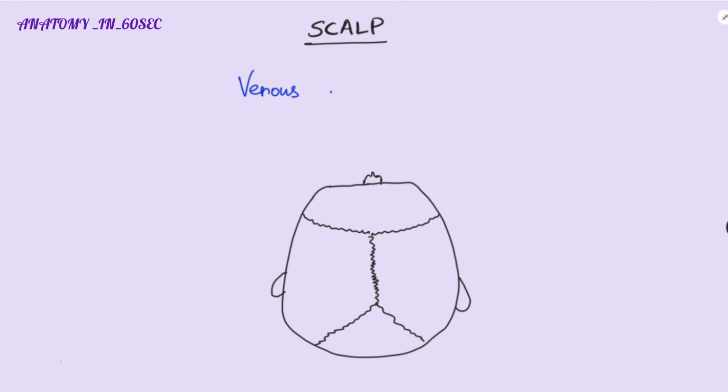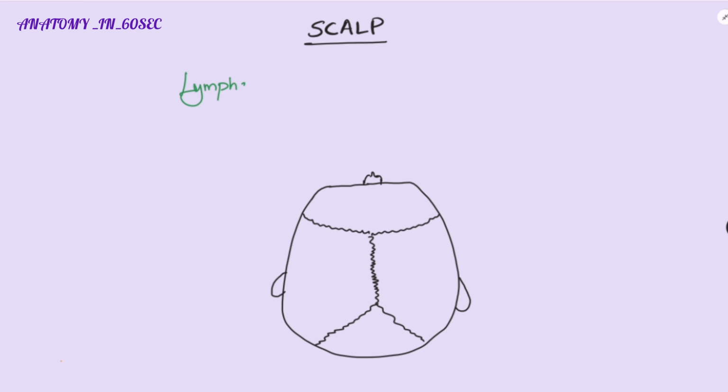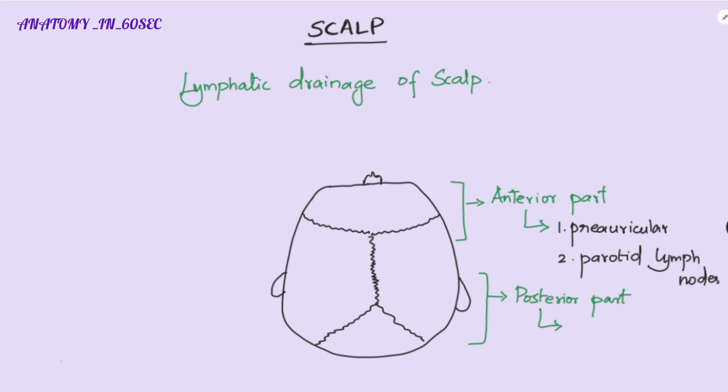Venous drainage of the scalp. The veins of the scalp accompany the arteries and have similar names. Next, let's move into lymphatic drainage of scalp. Anterior part of scalp is drained by preauricular and parotid lymph nodes, whereas the posterior part of scalp is drained by posterior auricular, mastoid and occipital lymph nodes.